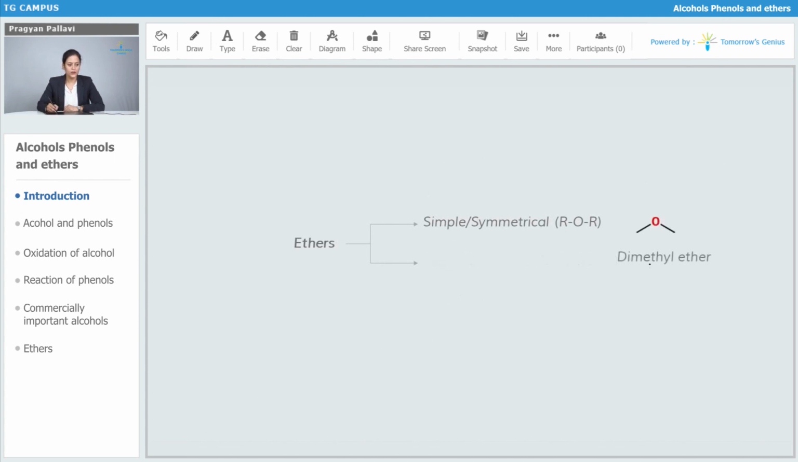Here the one where we have only methyl is known as dimethyl ether. And when we have one ethyl group and the other is methyl, its nomenclature will be ethyl methyl ether.